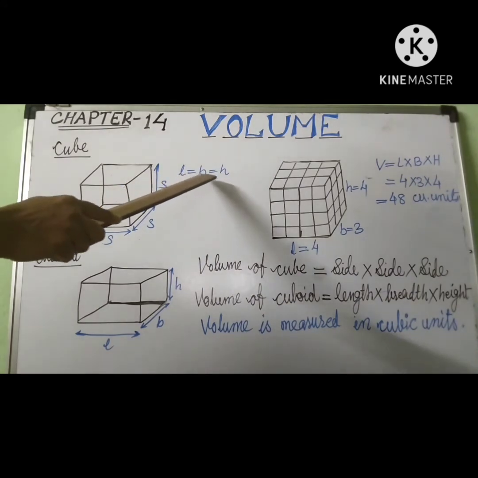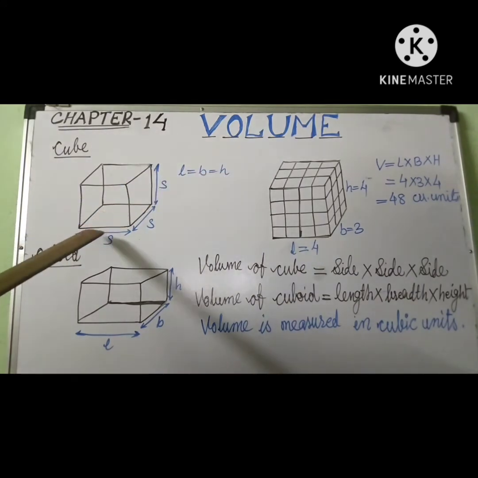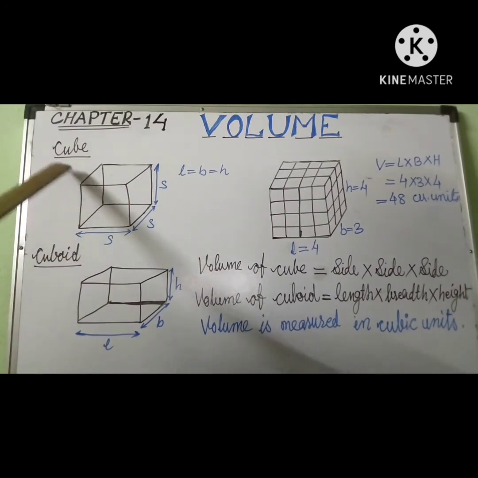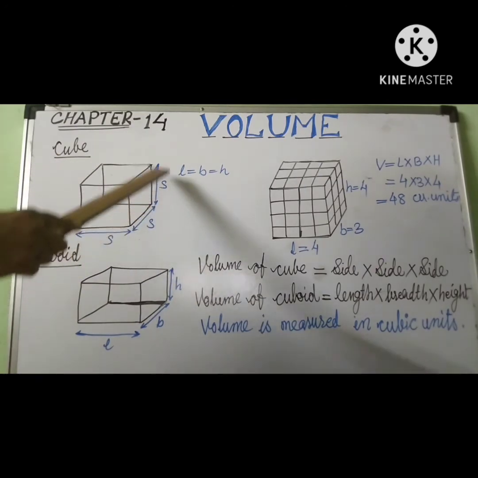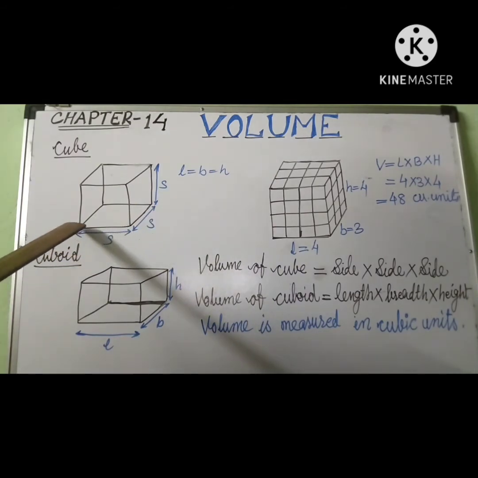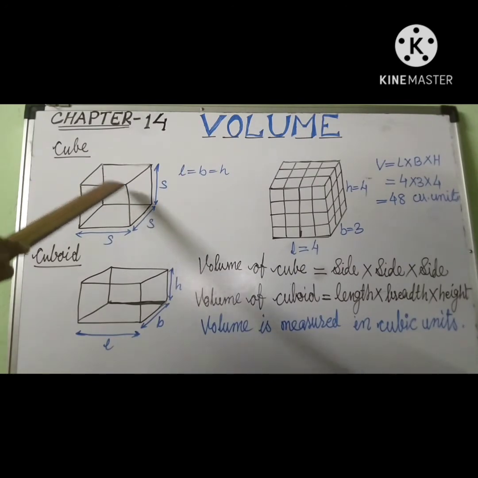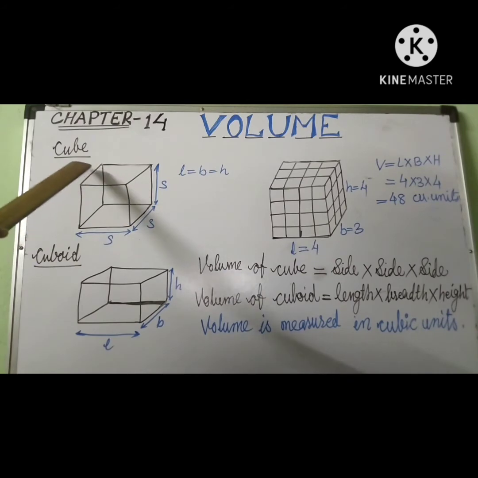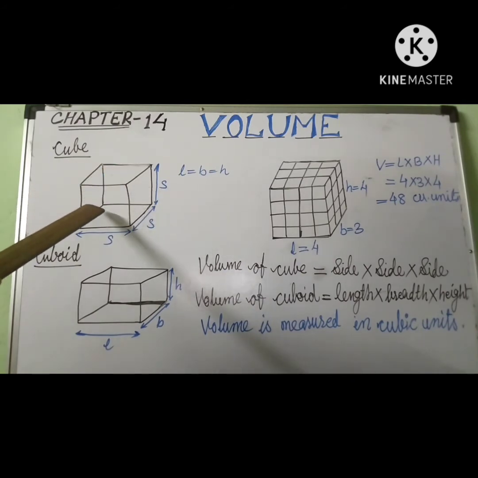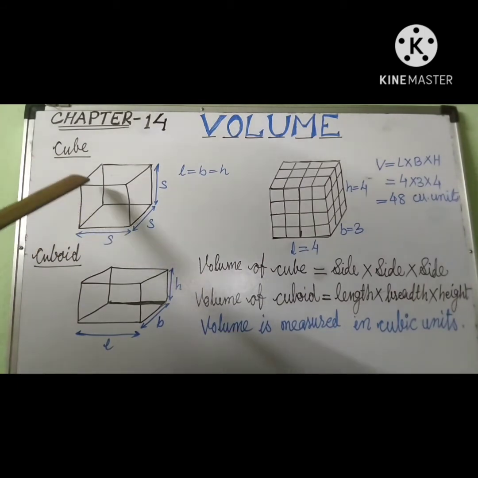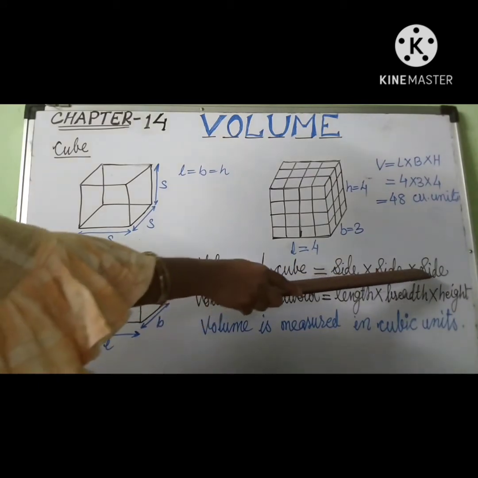So if length and breadth and height, if all the 3 dimensions are equal in any figure, that figure will be a cube. Okay, so we can write length, breadth, height, all the 3 dimensions are equal. So we can say side. Okay, so a cube has 6 square faces where all the sides are equal. Okay, you know, in this 3D shape 6 faces are there and all the faces are square shape. Okay, so we can write the volume of cube as side into side into side.